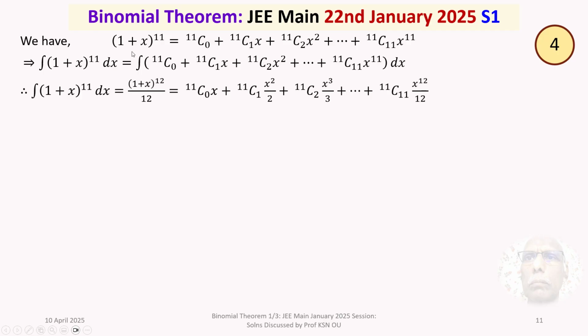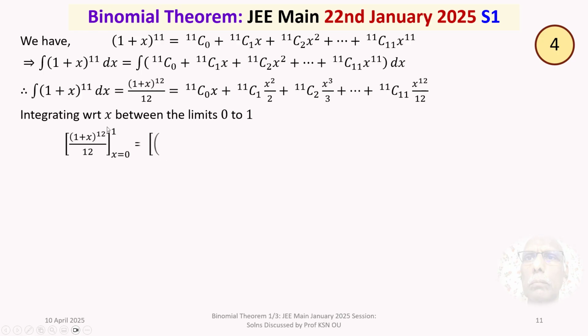And on the left hand side, 1 plus x to the power of 11, when you integrate, it is (1 plus x) to the power of 11 plus 1, that is 12, by 12. And on the right hand side is this one. Now integrate this one between the limits 0 to 1. So, you have already integrated, just put between the limits 0 to 1.